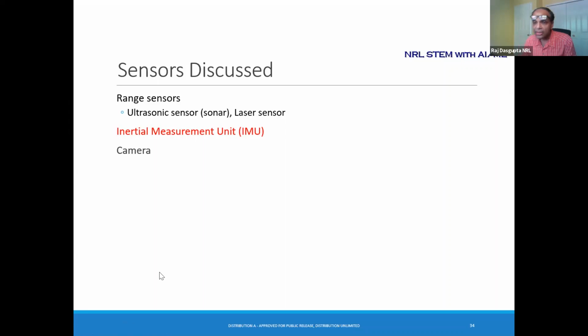Okay, then we have about 10 to 12 minutes left. In that, let me talk about the IMU, the Inertial Measurement Unit Sensor.